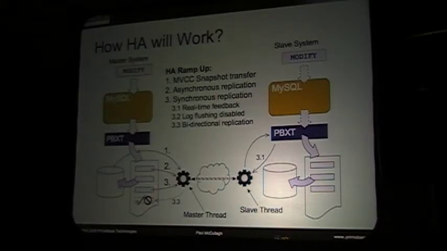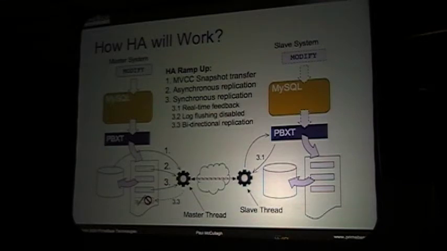And then in synchronous replication mode, the slave is sending real-time feedback about whether it's done committing. But this is not a true two-phase commit. That's not required for synchronous replication. But here comes a kind of funny thing. Once it's gone into synchronous mode, it doesn't need to flush the log anymore, because this system as a whole is durable.